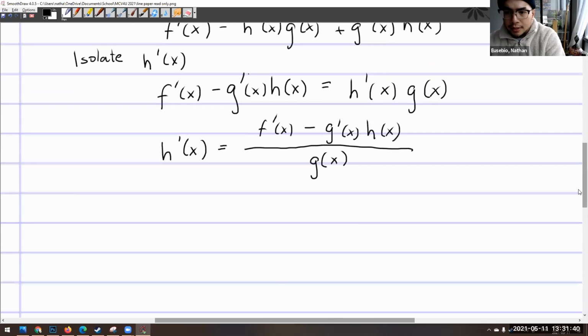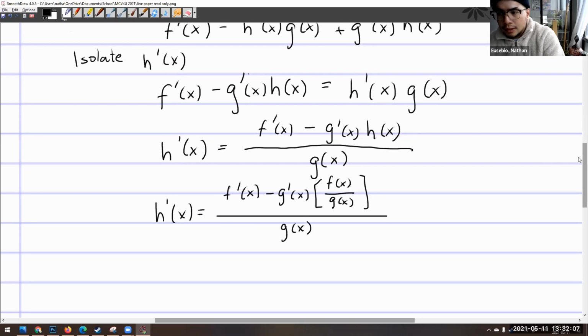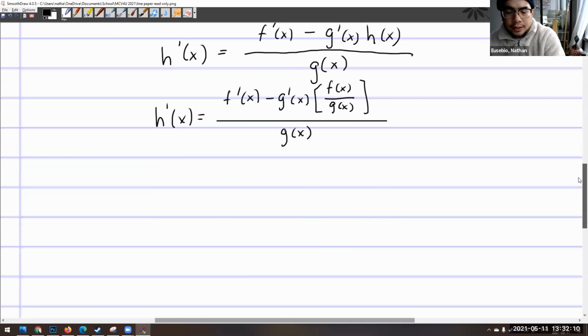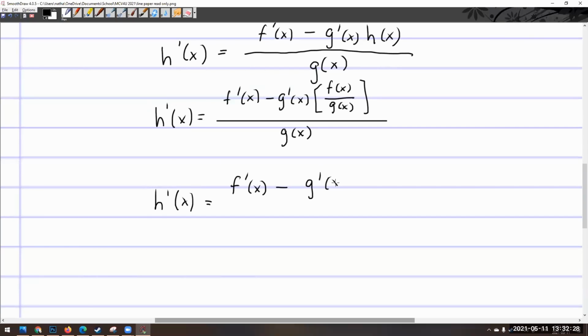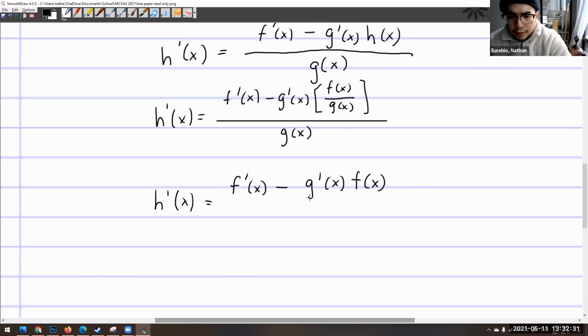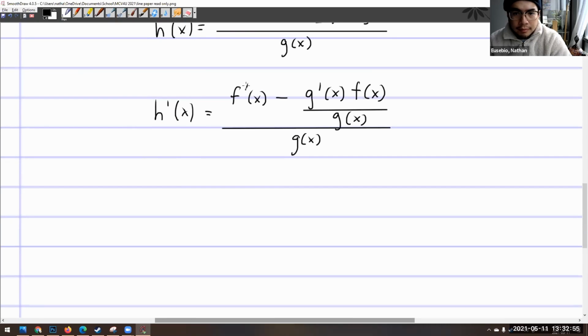So let's rewrite h of x to say f and g. So h prime of x equals f prime of x minus g prime of x, and then h of x would be f over g, all over g of x. All right, so it's getting all crazy with the fractions again, right? So let's do a common denominator. Multiply top and bottom of this f prime of x by g of x, so we have a common denominator. So f prime of x, g of x over g of x.